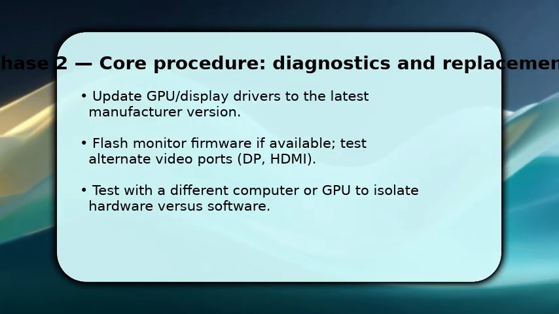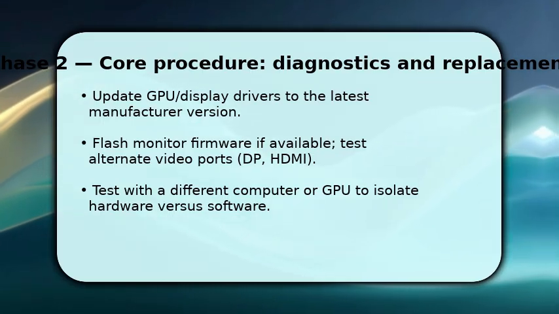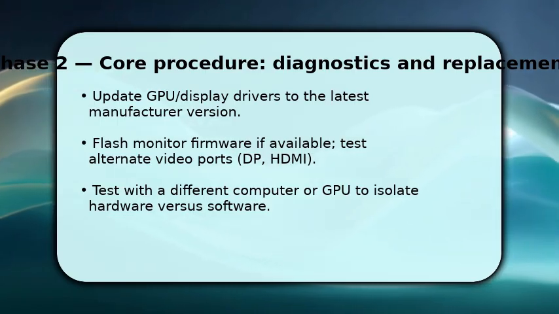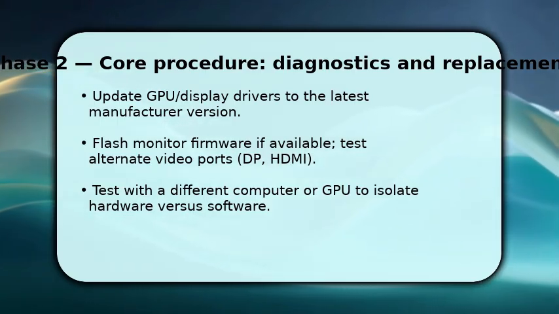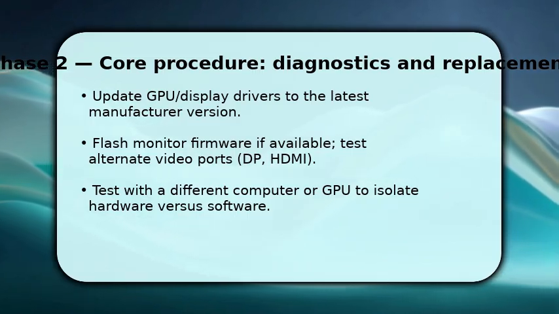Run the latest GPU and display drivers from the vendor. Driver conflicts can create intermittent frame drops. Then check monitor firmware updates. Follow the manufacturer steps carefully and try different ports, because a failing port can produce flicker while others remain stable.